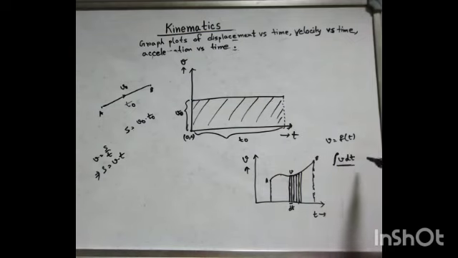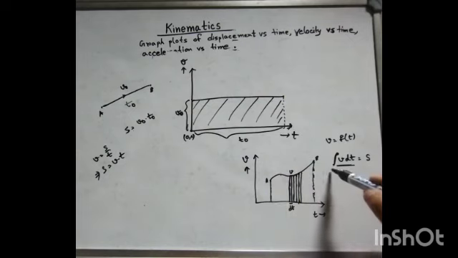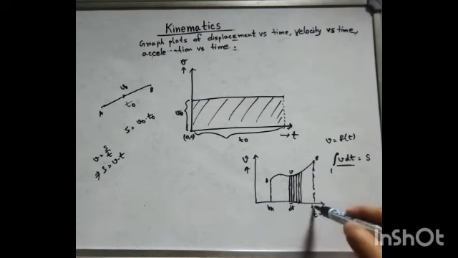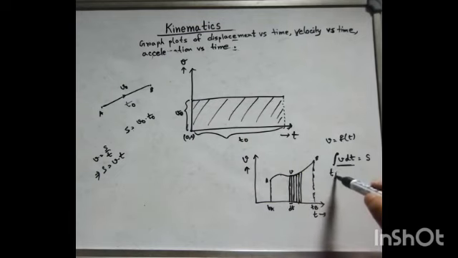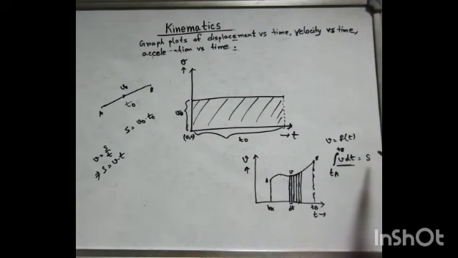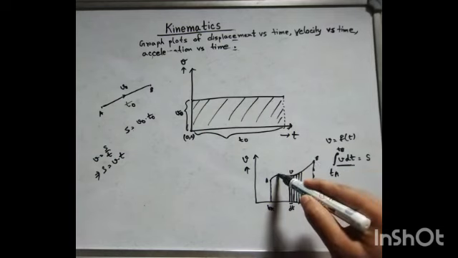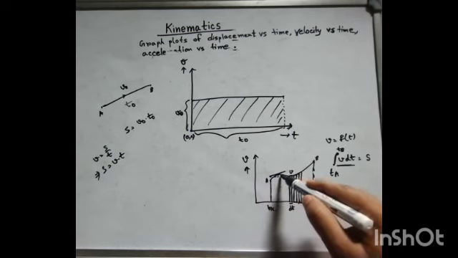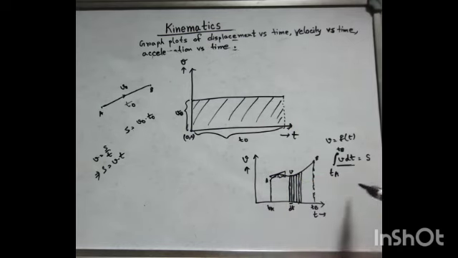So integration v dt will give you the net displacement from a to b, or suppose this is point ta and this is tb, so integration from ta to tb will give you the net displacement here. And if you have to find acceleration at any point, then you just need to draw a tangent and find the slope of that tangent, because we know that dv/dt is equal to a.